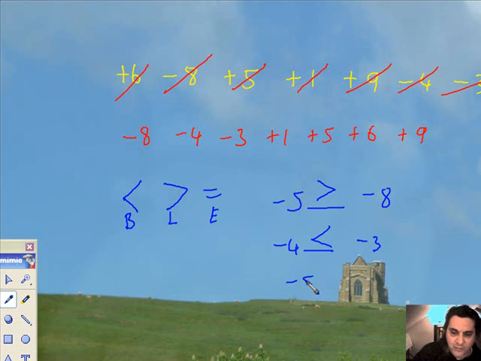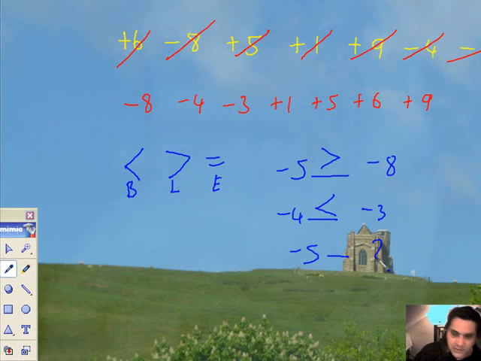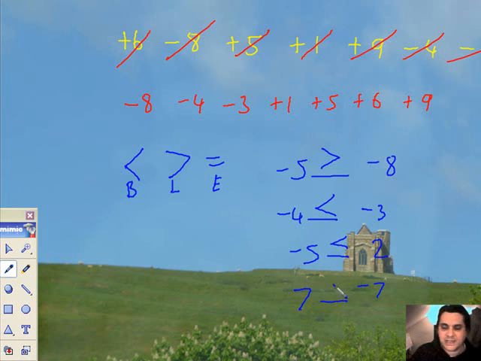Next one. I've got minus 5 something 2. Is minus 5 bigger than 2? Less than 2? It's not equal to 2, is it? So minus 5 is definitely less than 2. Alright? Next one. 7 something minus 7. Is 7 equal to minus 7? No, they're different numbers. Is 7 less than minus 7? No, 7's above 0. Minus 7 is below 0. So 7 is definitely greater than minus 7.